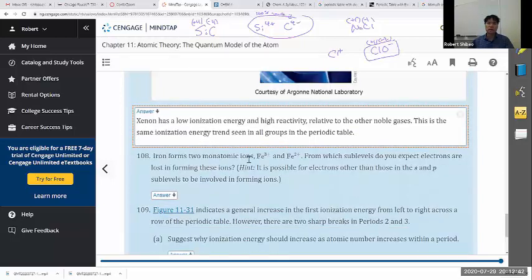Iron forms two monatomic ions, iron 3 and iron 2. From which sublevels do you expect electrons to be lost in forming these ions? Hint: it is possible for electrons other than those in the s and p sublevels to be involved in forming ions. Well, if we look at iron itself, just the electron configuration for iron, we could look at the periodic table for that as well.